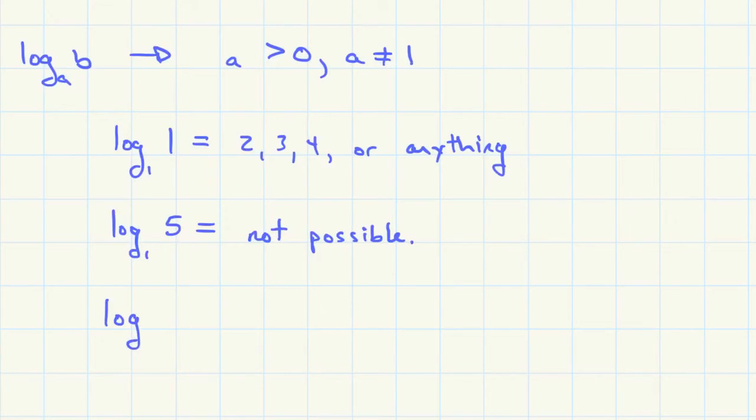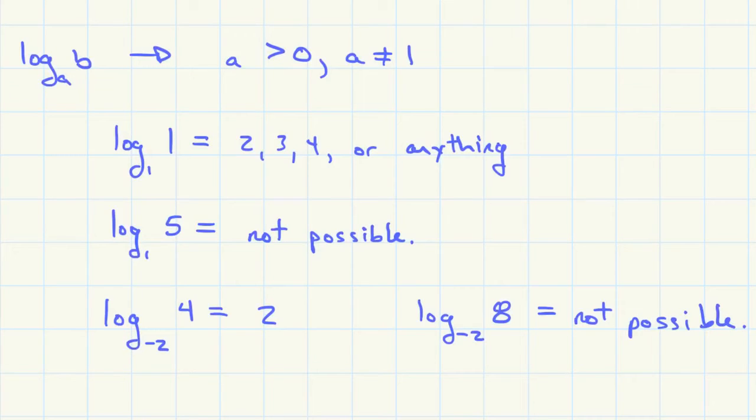So the problem with a negative base is when you take a negative number to a power, there's too many not defined. So sometimes it works. Negative 2 to the power of 2 is 4. So the log base negative 2 of 4 is 2. Negative 2 to the power of 3 is negative 8. So then we've got a problem. Log base negative 2 of 8 isn't possible. So it's just too many of these that aren't possible.